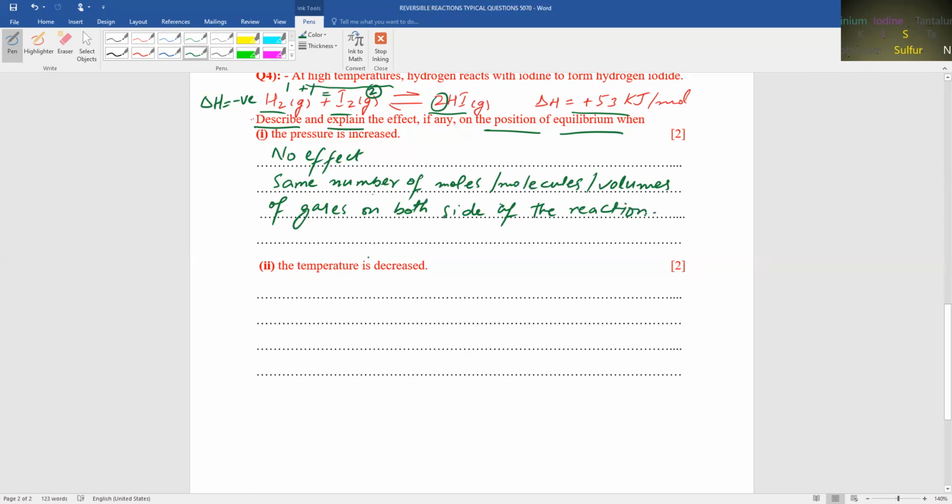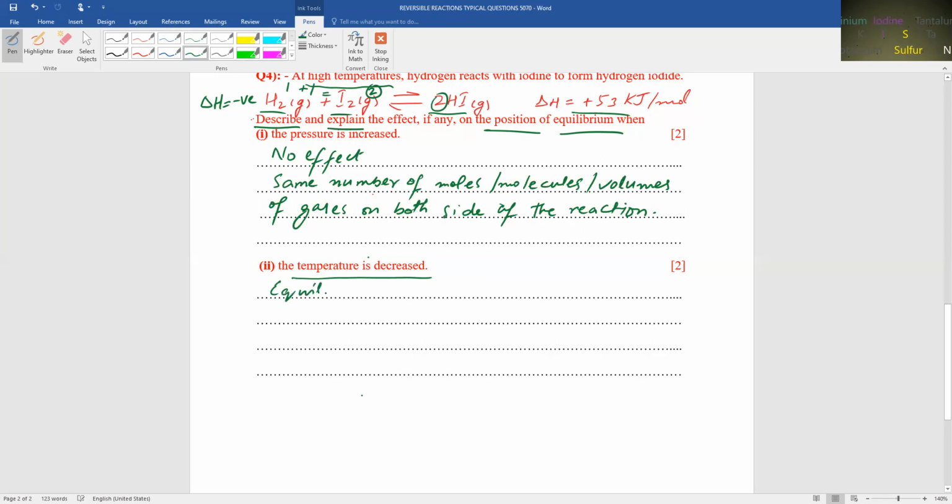Now, what if we decrease the temperature? Temperature is decreased. What will happen? You see, forward direction is endothermic. It should favor high temperature. So if we decrease the temperature, backward direction will be preferred. Equilibrium will shift.